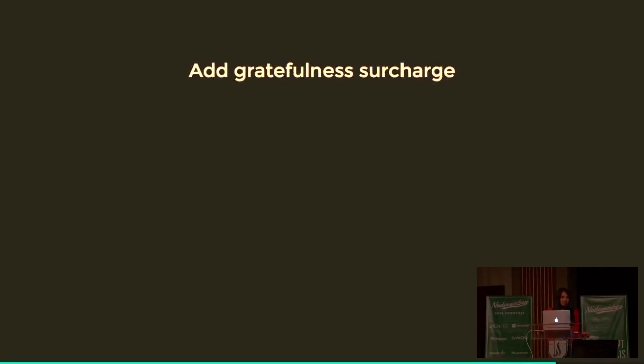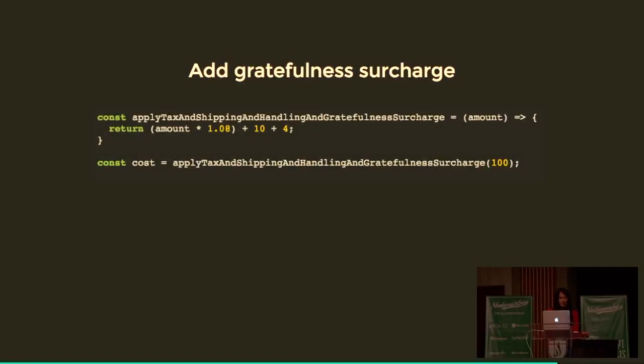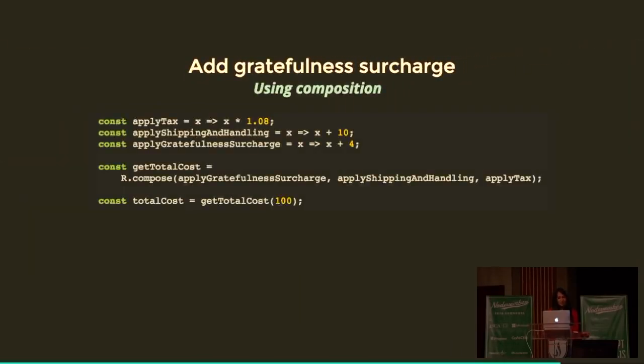Let's say later we want to add a gratefulness surcharge, because I live in San Francisco and people find reasons to tax you on the most ridiculous things and surcharge you on the most ridiculous things. Like, I got a cleanliness tax once at a restaurant, which was awesome. So let's say we have an apply tax and shipping and handling and gratefulness surcharge function. So we might just add our gratefulness surcharge and get back that. Or if we were to use composition, we can create a simple apply gratefulness surcharge function and just pop it onto our compose stack like that.